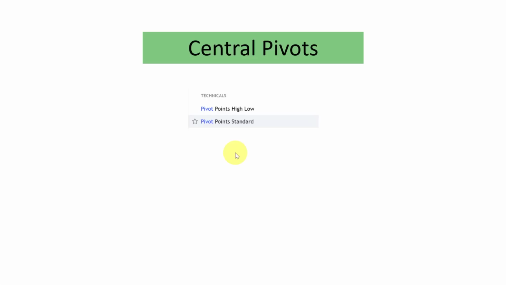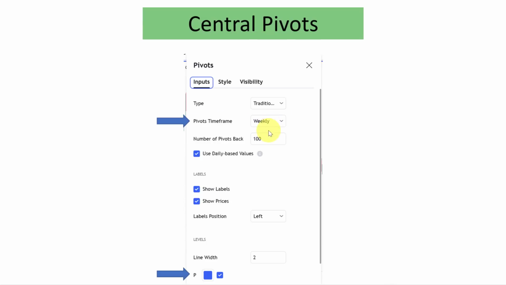Next, I use central pivot points, the daily and the weekly central pivot point. When you're searching for it on TradingView, it comes up under pivot point standard. This is the setting for the weekly pivot point. I turn off all my pivot point levels except for the central pivot point, P. You can choose either weekly or the daily if you're a short-term trader.